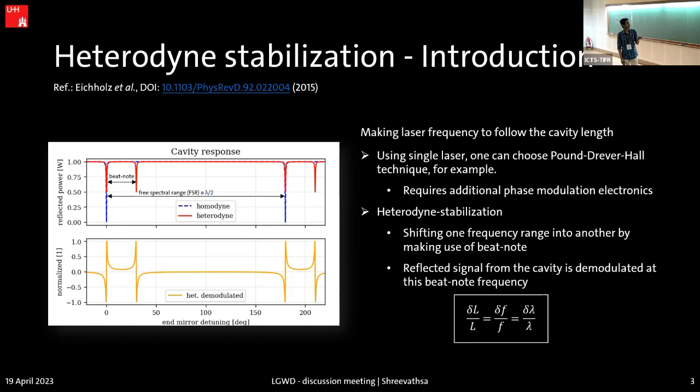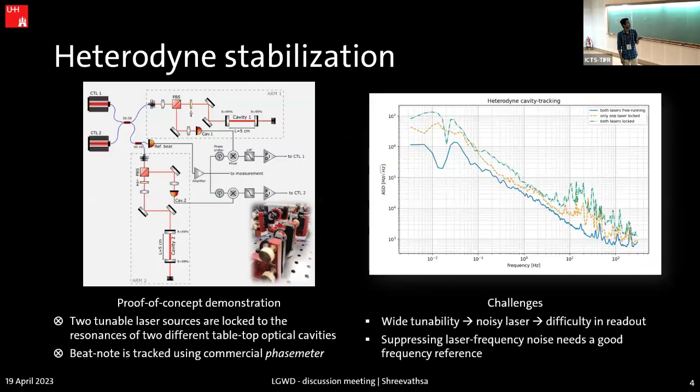I will show how this can be done in an experimental setup. So this is the proof of concept demonstration that I did in my lab. We have 2 lasers and we create a superposition, we beat them with each other and send one part to one cavity here and the other one to the other cavity. And these are all on top of an optical table experiment where no vacuum is used, no suspension.